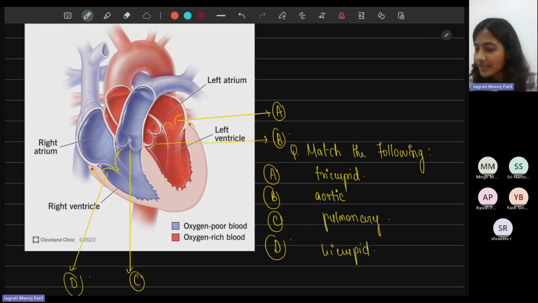Here you can see there are valves which are represented by A, B, C, D. Tell me, if A is tricuspid valve, B is aortic, C is pulmonary, and D is bicuspid, is this correct, or does the arrangement need to be changed? Is A something else, or B, or C, or D?